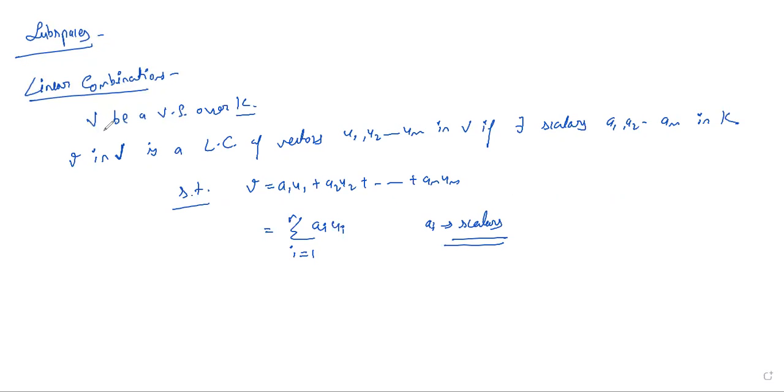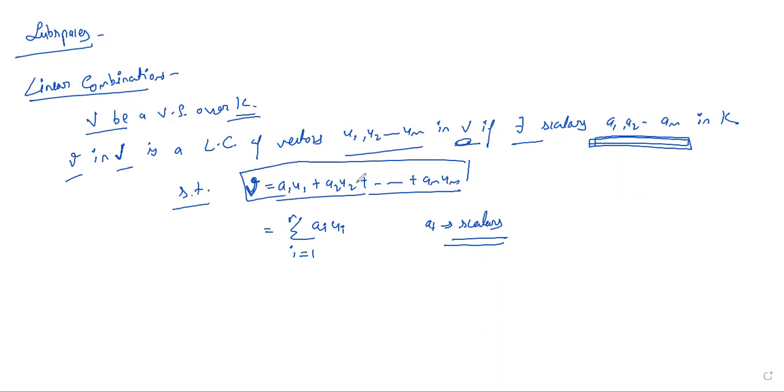So here, let V be a vector space over the field K. Then the vector v in V is a linear combination of the vectors u1, u2 to um, which are also in the vector space V, if there exist scalars a1, a2 to am. Then the vector v can be represented as a linear combination of the vectors u1, u2 to um. This is what we call the linear combination.